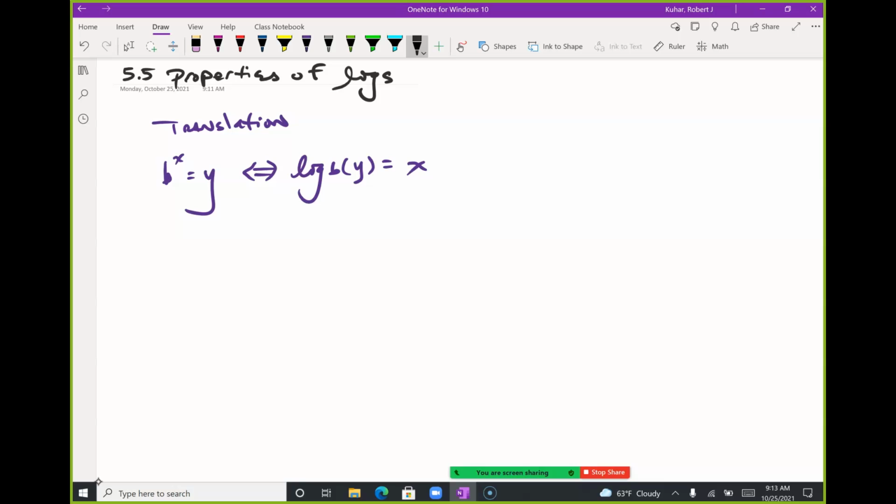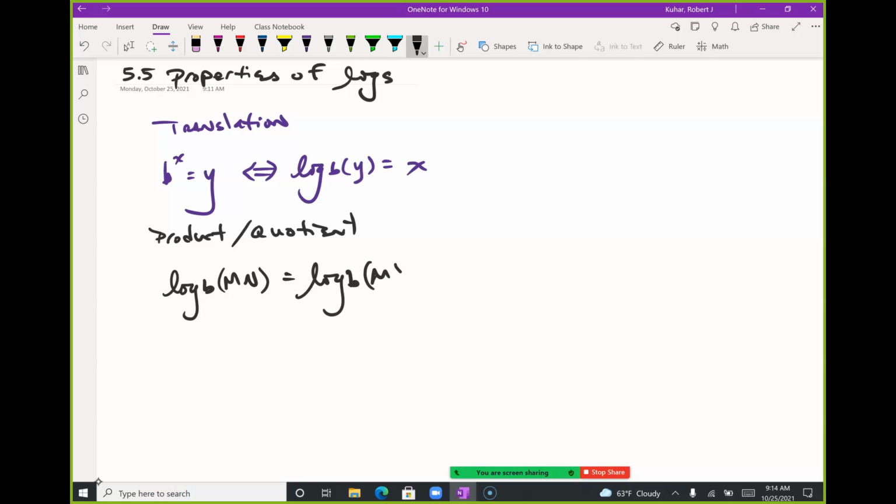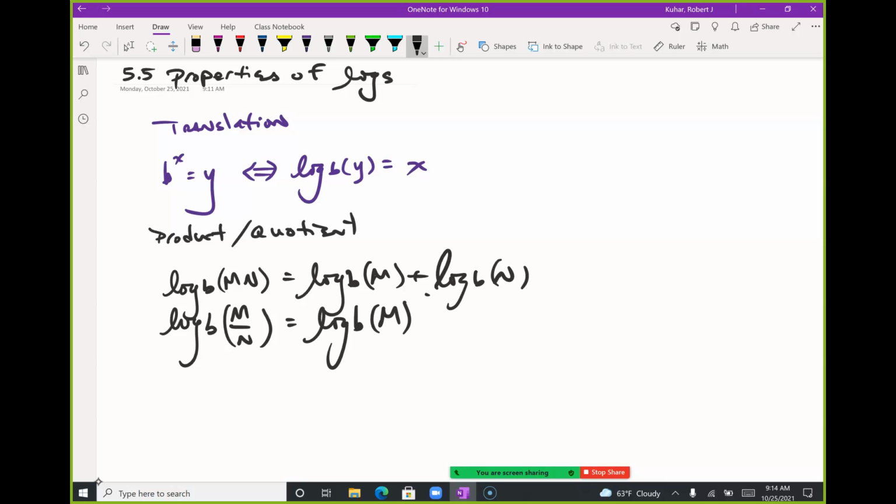We had the product and quotient, and there's three there. There is log base B of m times n is log base B of m plus log base B of n. That's the product. There's our quotient of m divided by n. That's log base B of m minus log base B of n.